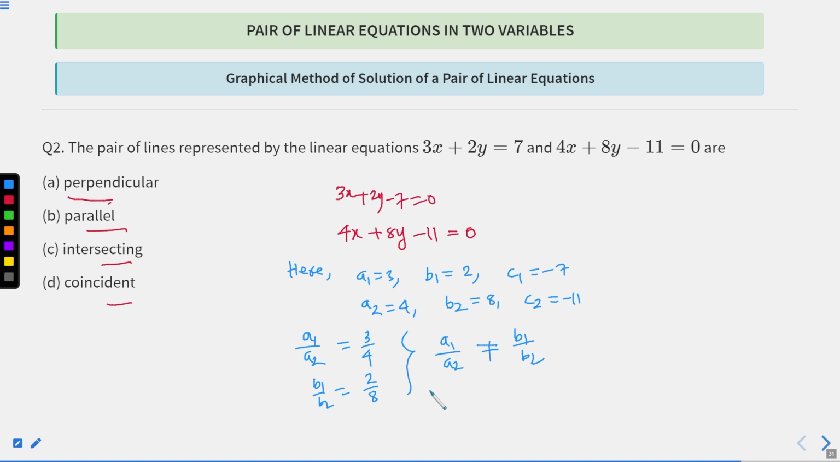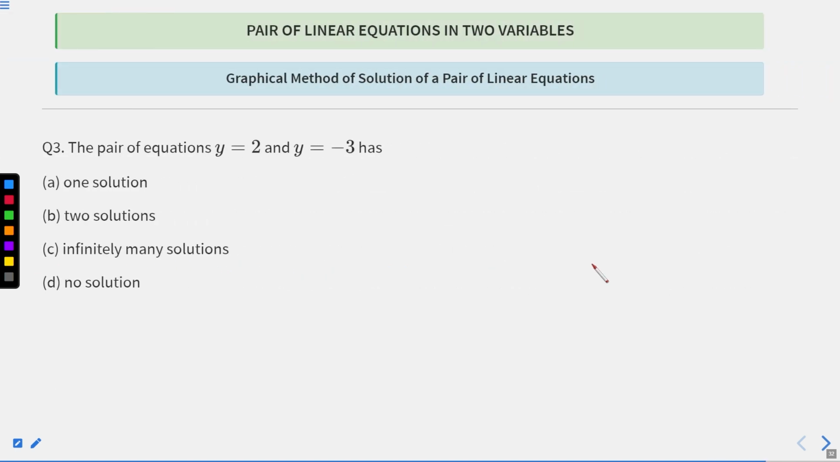Okay, so the pair of lines represented by the linear equations 3x + 2y = 7 and 4x + 8y - 11 = 0 are intersecting. So for this question, option C is the correct answer. Now let us solve question number 3.